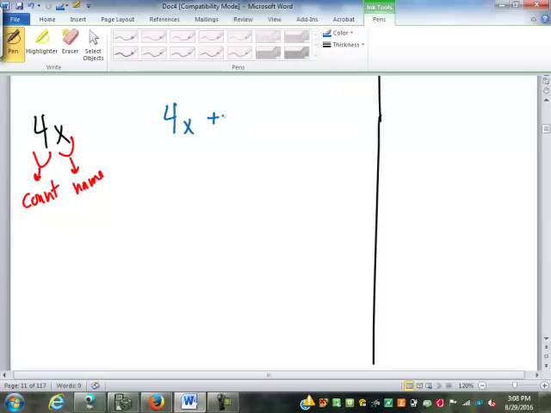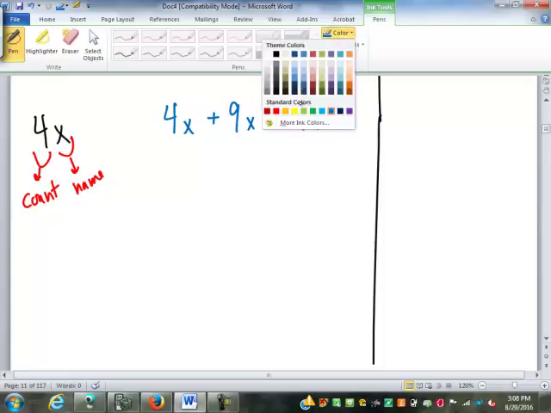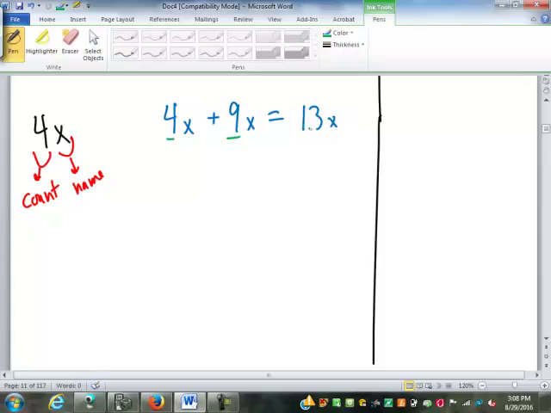If I have 4x plus 9x, what do I get? 13x. Good. I combine the counts. 4 plus 9 is 13, and I keep the same name.